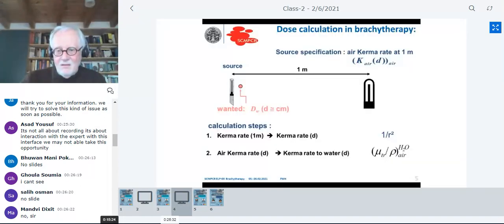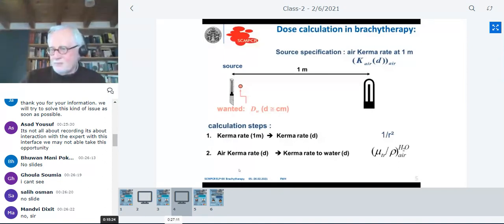Okay, we're back. So we convert the kerma rate in air into kerma rate in water, and this is done with the mass energy transfer coefficients. What we need is the ratio of the mass energy transfer coefficients of water divided by air. We cancel out air and multiply with the transfer coefficients of water. That gives us air kerma rate in water.